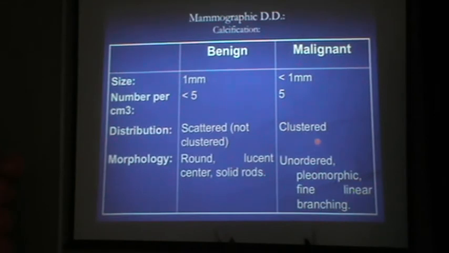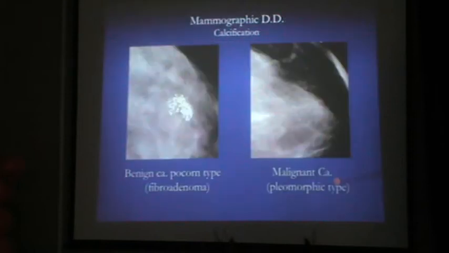While in malignant masses, they are less than 1 millimeter. They are numerous, more than 5. They are clustered. They are unrounded, pleomorphic, fine linear branching.